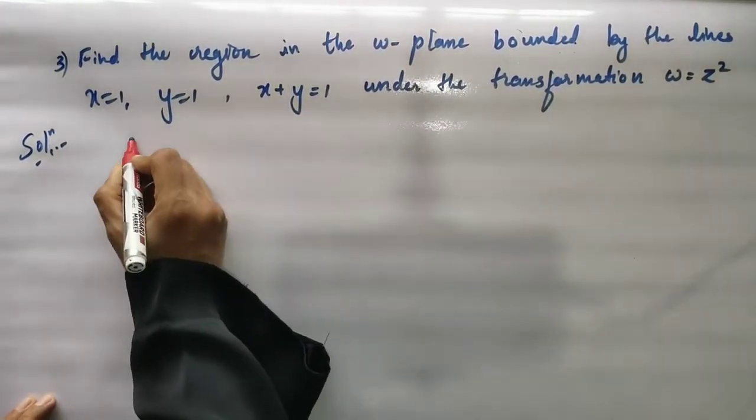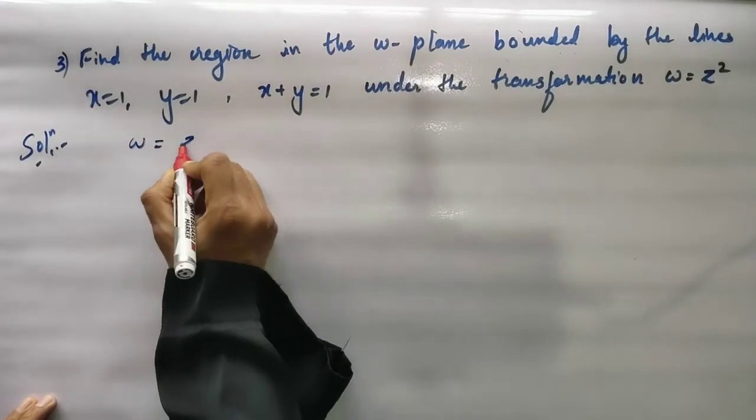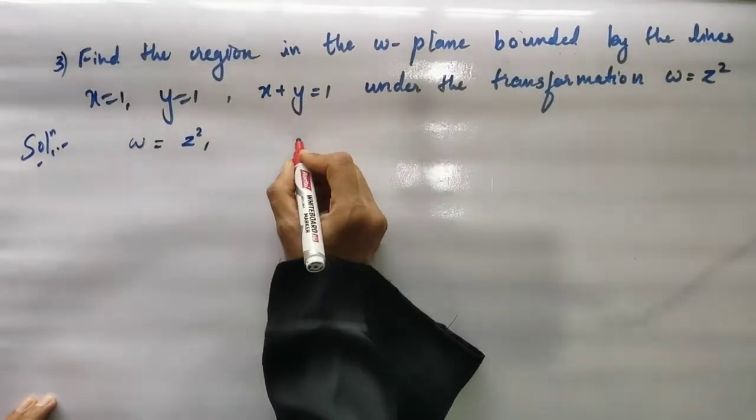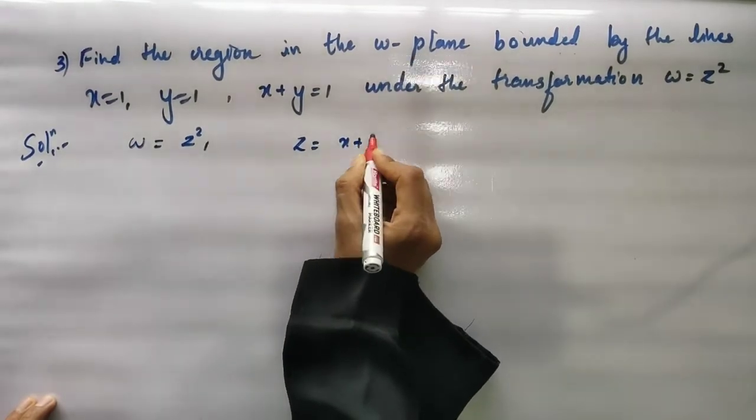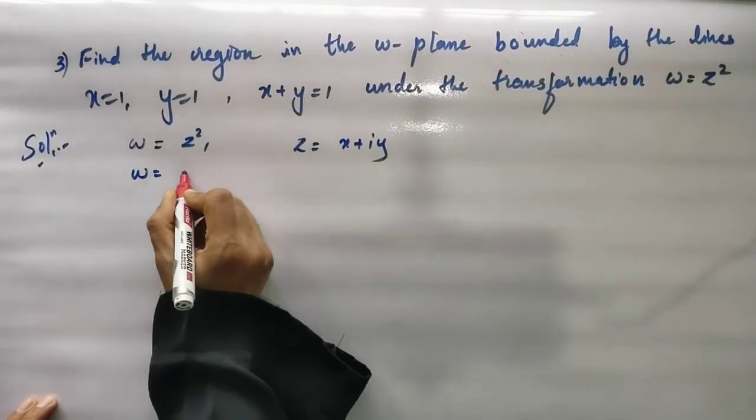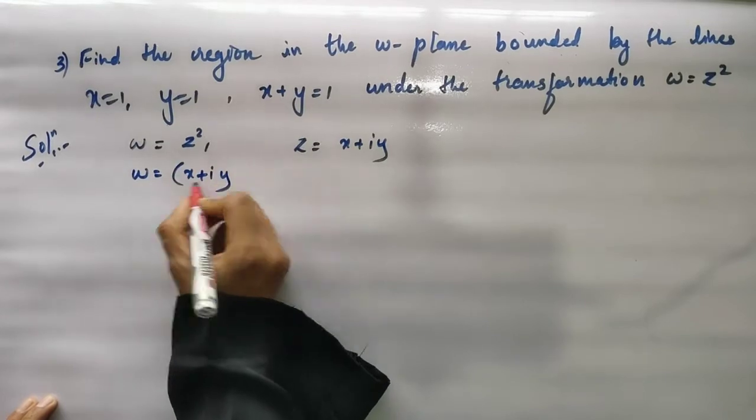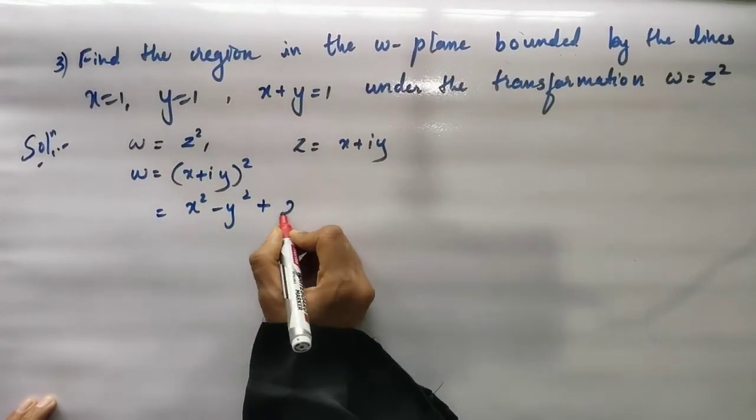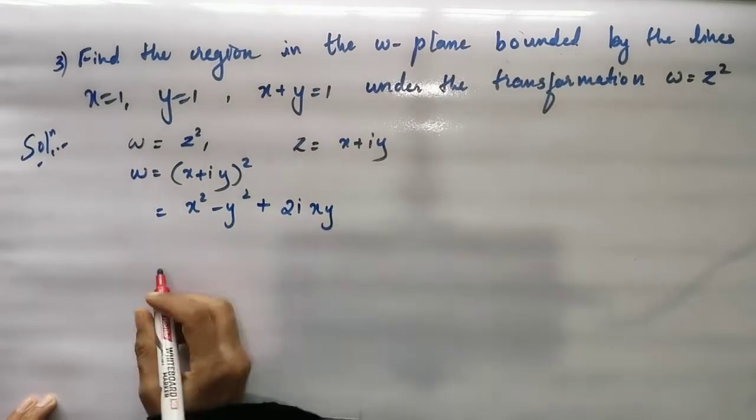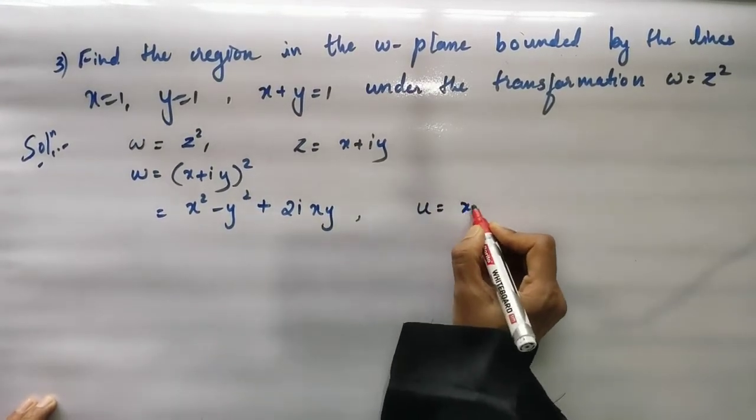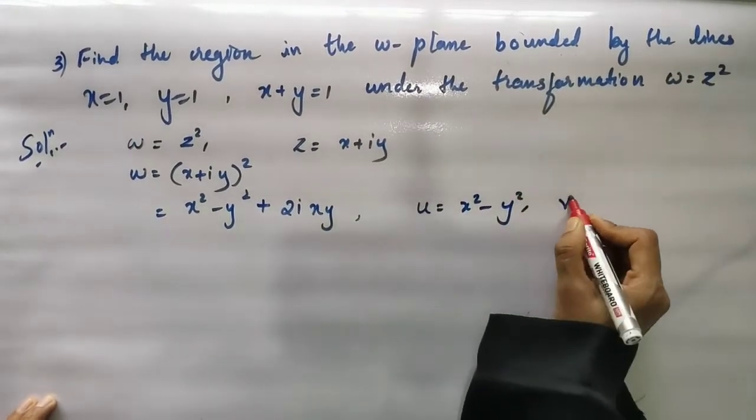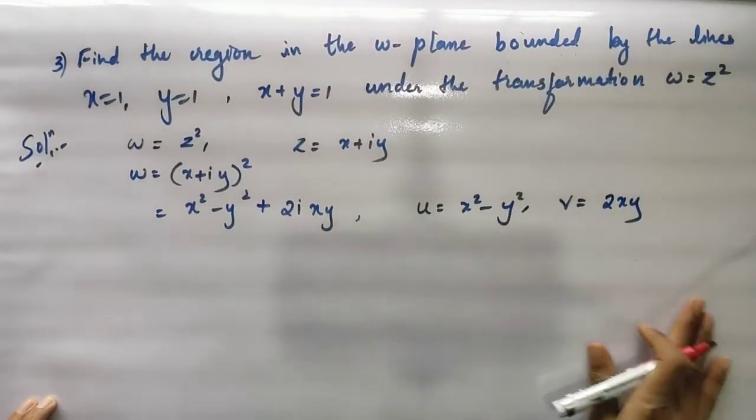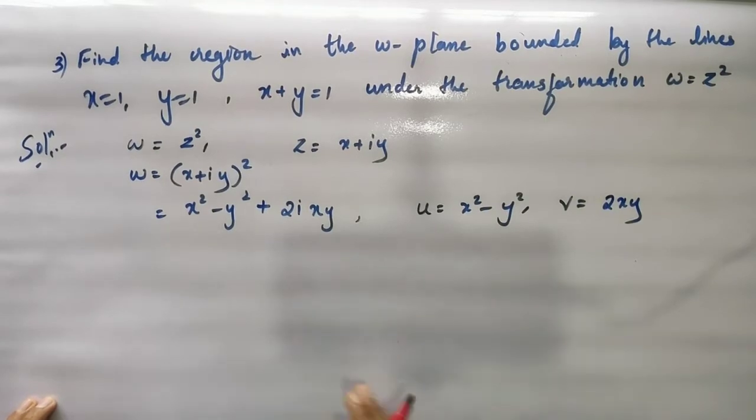First of all we will consider W equal to z square, and we have already done it before. We substitute z equal to x plus iy, so that W will be (x plus iy) whole square, and that will be x square minus y square plus 2i xy. So you get u equal to x square minus y square and the imaginary part 2xy. These are the basic things that we did in my previous session as well.